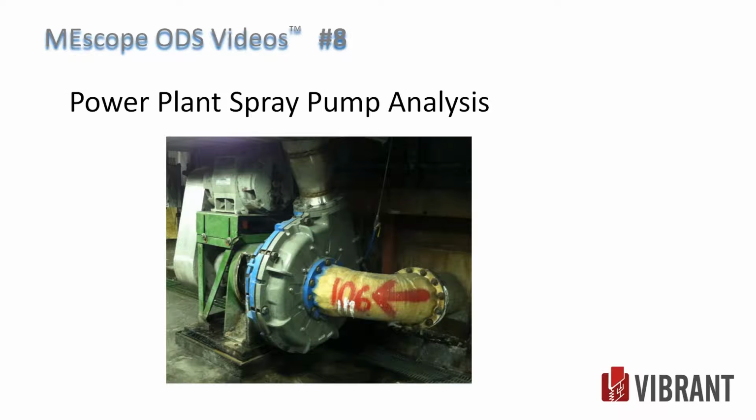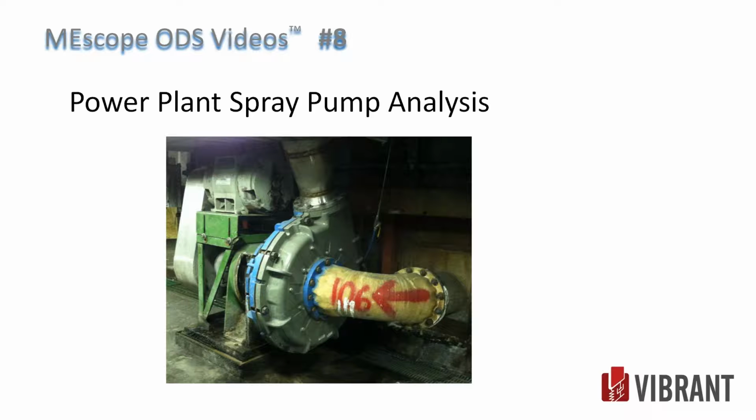This is top 10 ODS video number 8. This is a power plant spray pump analysis. The spray pump is used to knock the fly ash down. So it gets it wet and damp. It drops to the bottom of these vats that are supporting it.